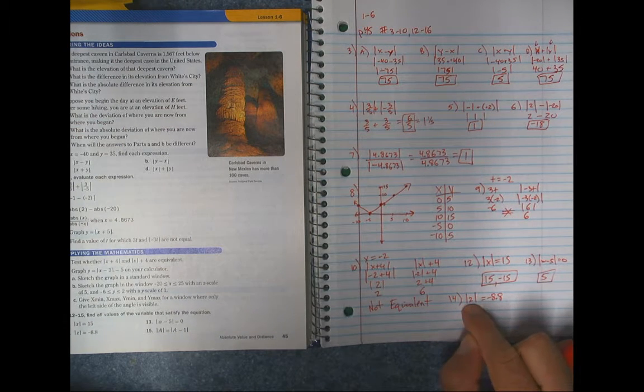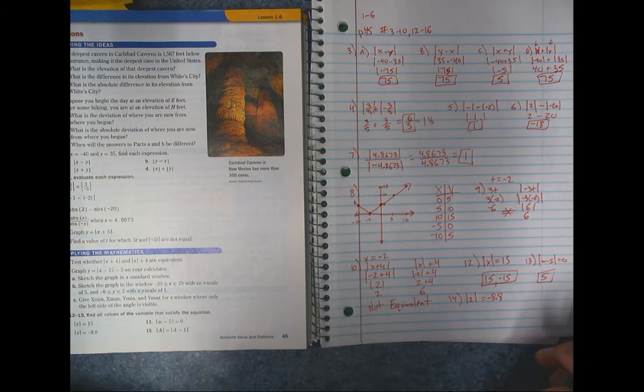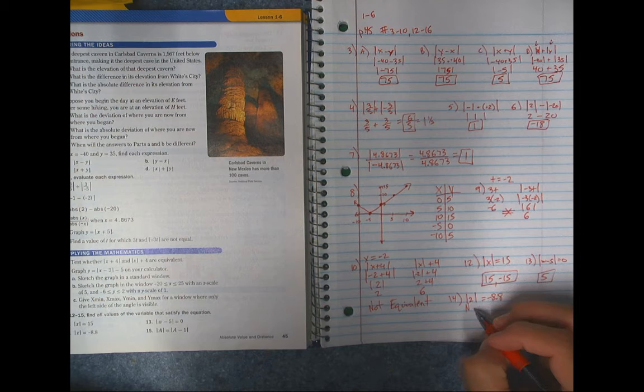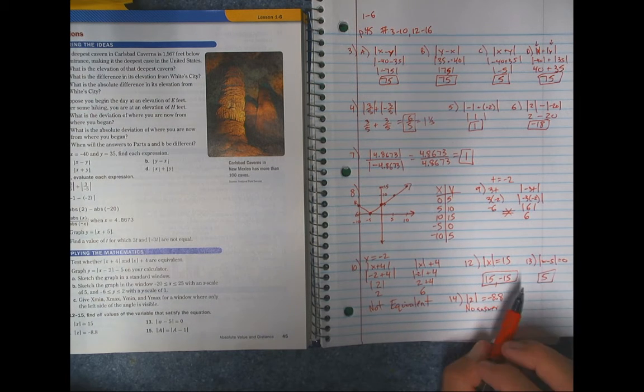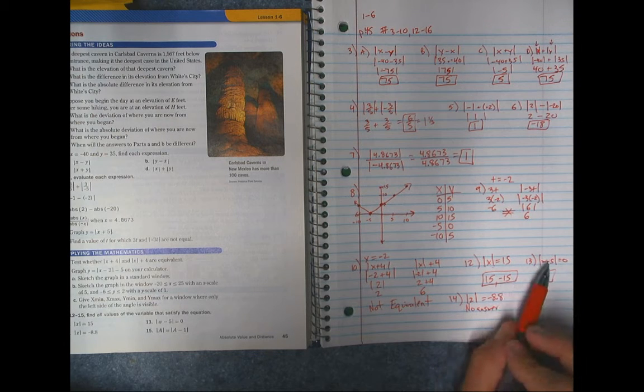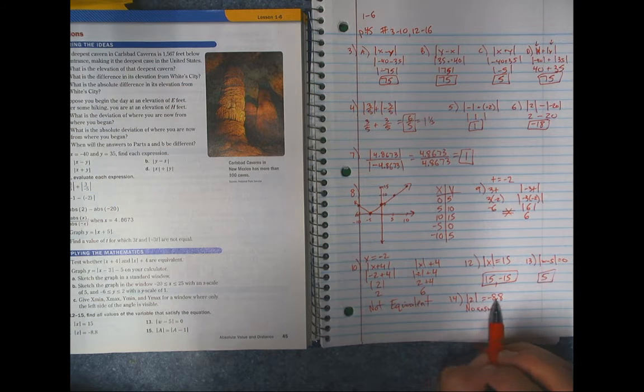How can I take the absolute value of a number and get a negative? You can't. It's a trick question. So there's no answer here. There's nothing I can plug in for z to create a negative. So when an absolute value equals a positive, there are 2 answers, the positive and the negative version. When it equals 0, there's only 1 answer because there's only 1 way to get a 0. And when it equals a negative, there is no answer, there's no solution at all.